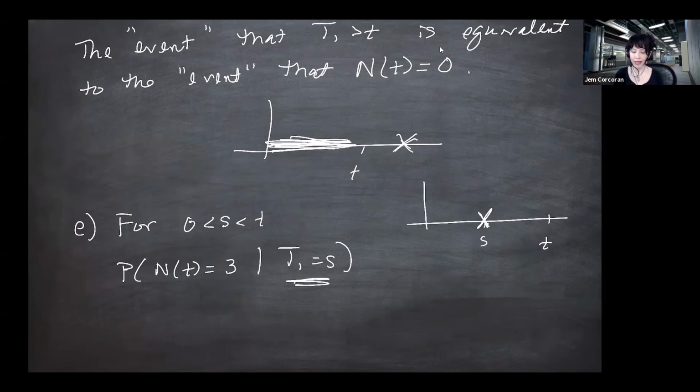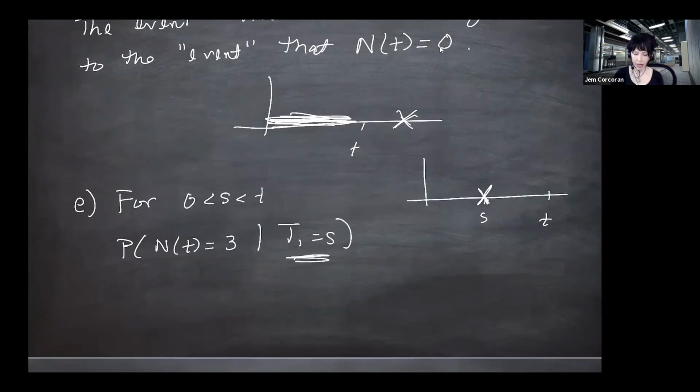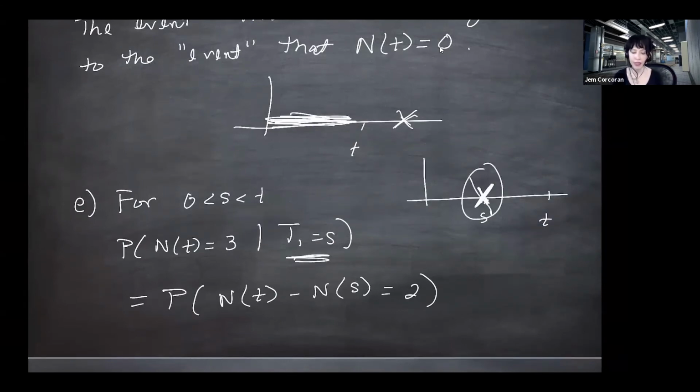Right. So we can do this more formally, but I'm going to do this less formally and say that this is the same thing as saying that the number of arrivals at time t minus the number of arrivals at time s is equal to 2. Because we know the very first arrival happened at time s. And so if we want 3 by time t, we need exactly 2 arrivals in between.